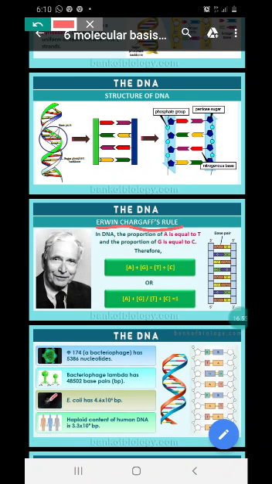So this rule also helped James Watson and Francis Crick to propose the very famous model of the DNA double helix. Now it is called the DNA double helix. It is coiled upon one another in a right-handed fashion. Clear, children?